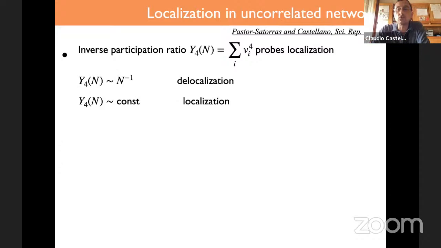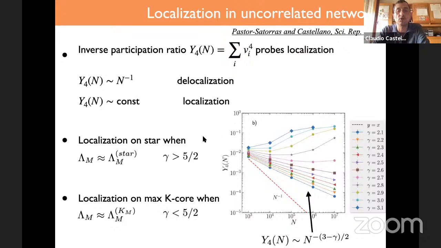And in order to test this, one can consider the inverse participation ratio, which is the standard way of checking localization. In case the network is delocalized, you expect this inverse participation ratio to decay as n to the minus one. And if it is fully localized on a finite set of nodes, you expect this quantity to go to a constant. If you test that on the configuration model, you find that for gamma larger than 5/2, there is a transient, but asymptotically this quantity goes to a constant, so you have a strong localization. If gamma is smaller than 5/2, you instead find a decay, but this decay is not with a power minus one. So it is not a delocalized system. Actually, the system is localized on a subextensive graph.